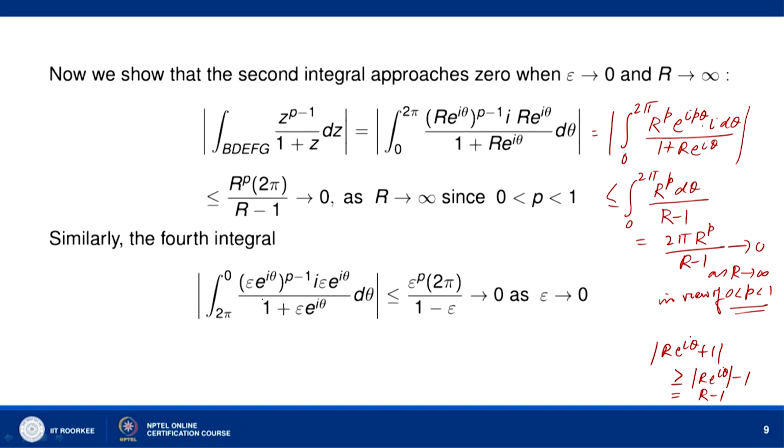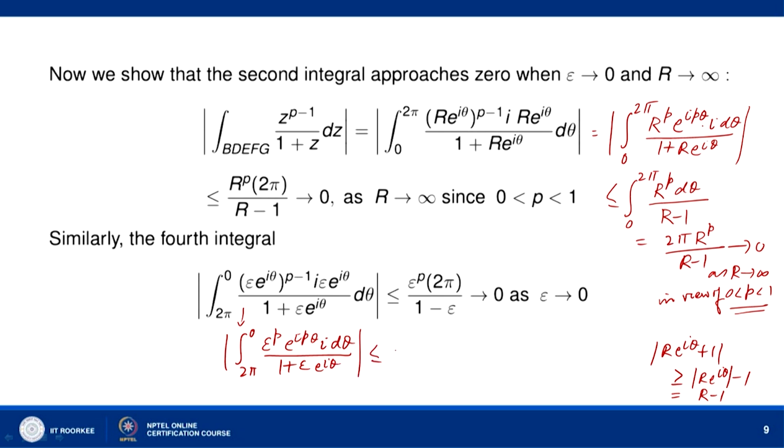Now, let us come to this integral. Here what do we notice? In the fourth integral, modulus of integral 2 pi to 0. This is equal to integral 2 pi to 0, then epsilon to the power p minus 1 into epsilon to the power p, e^(i(p-1)θ) into e^(iθ). So, e^(ipθ), same thing as we have earlier, and then we have i dθ divided by 1 plus epsilon e^(iθ).